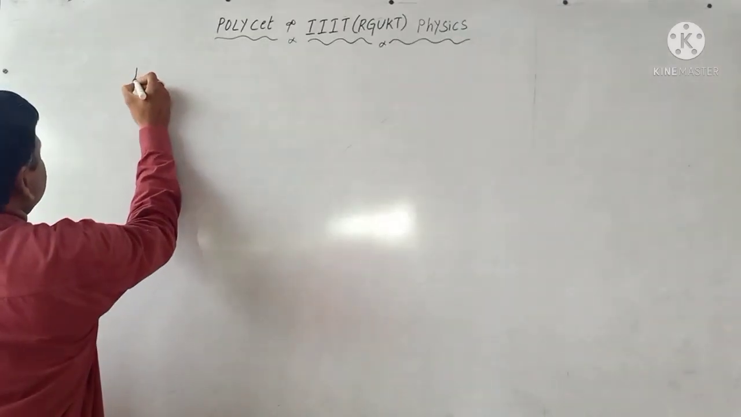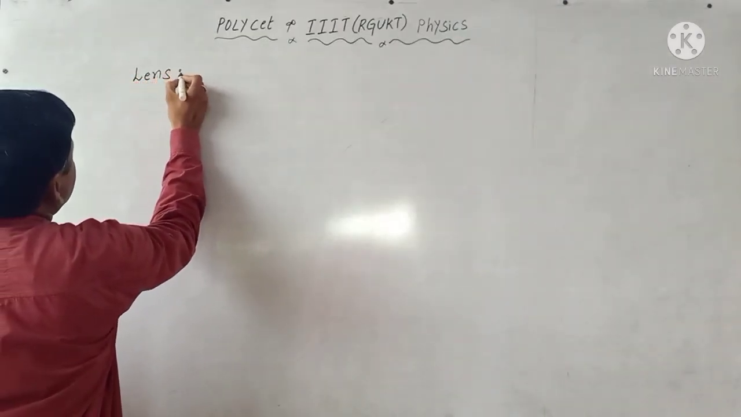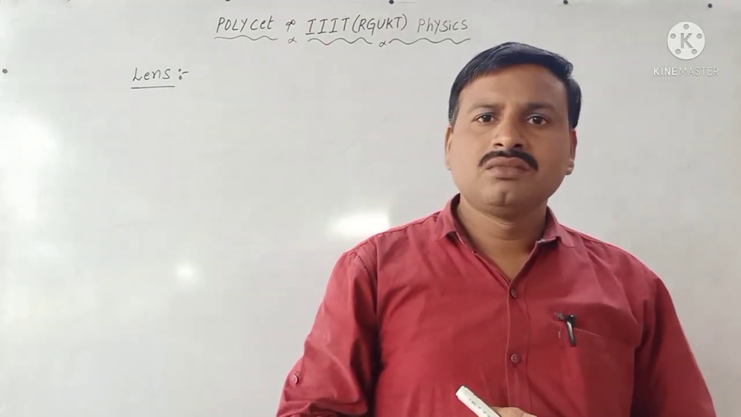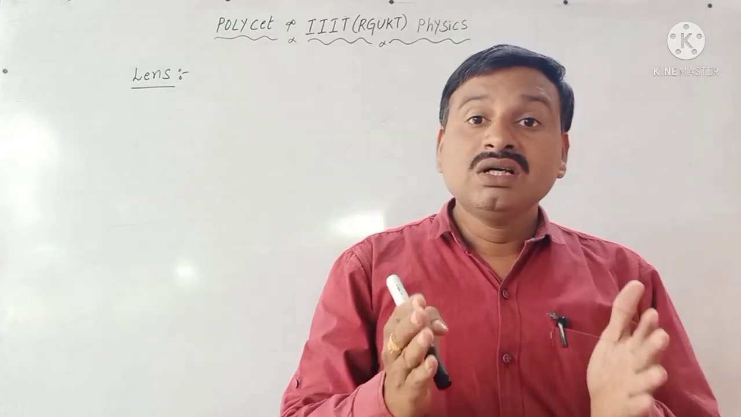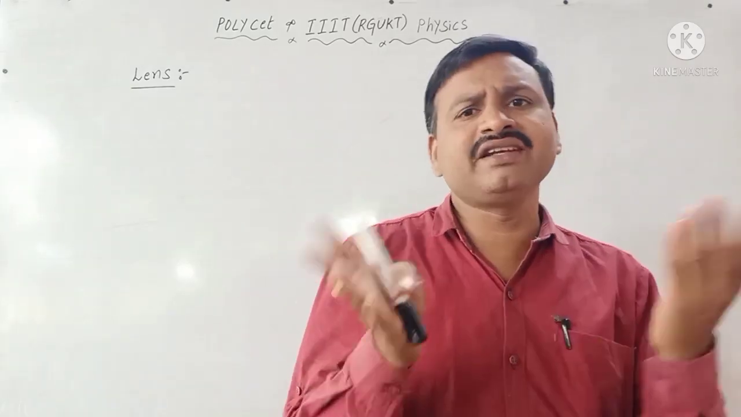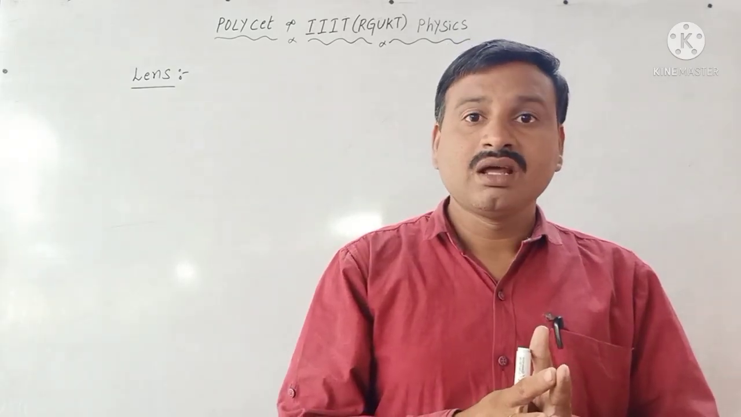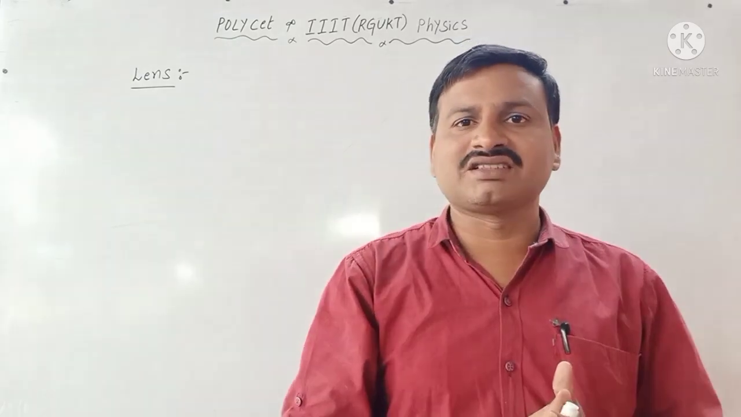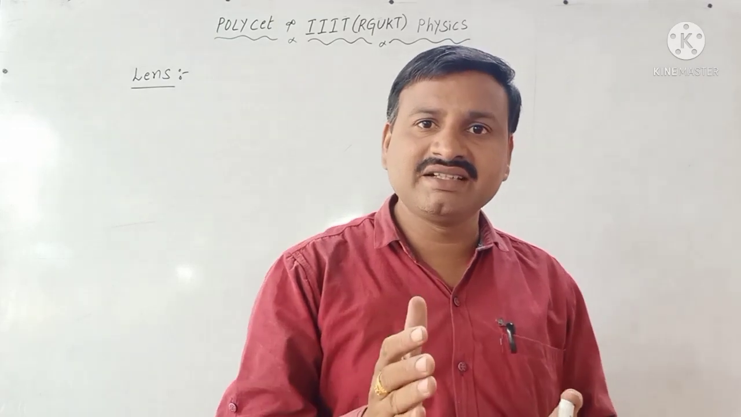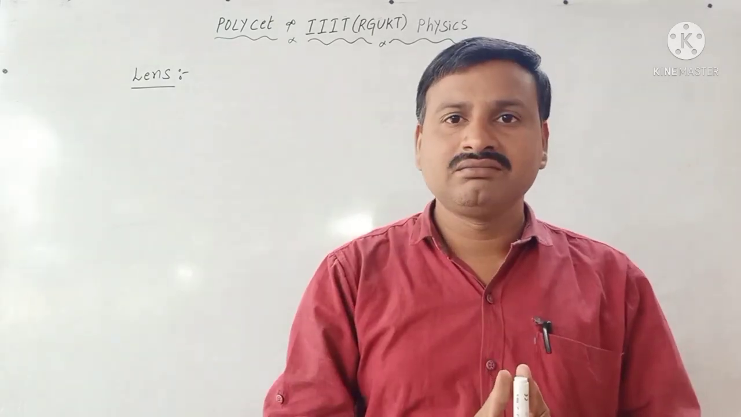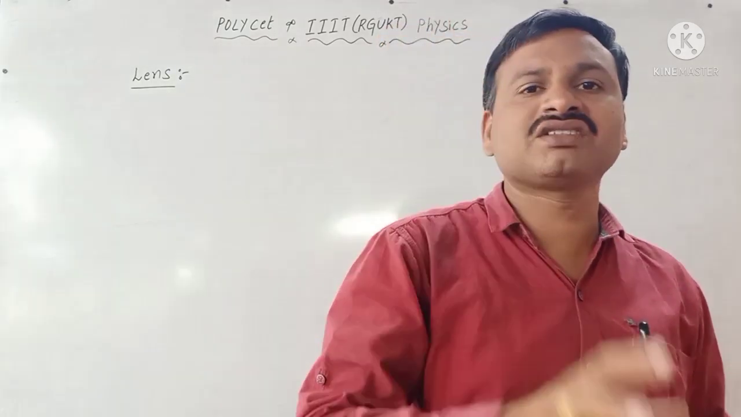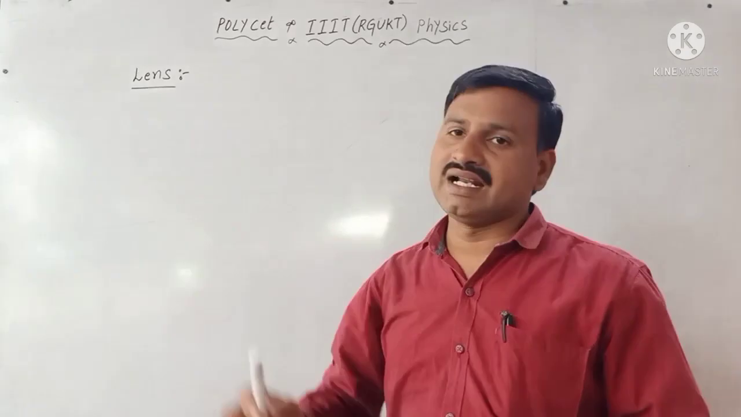What is a lens? A lens is a transparent material which has two curved surfaces, or at least one curved surface. What am I saying, the lens? A lens is a transparent material which has two curved surfaces or at least one curved surface. It is called a lens.